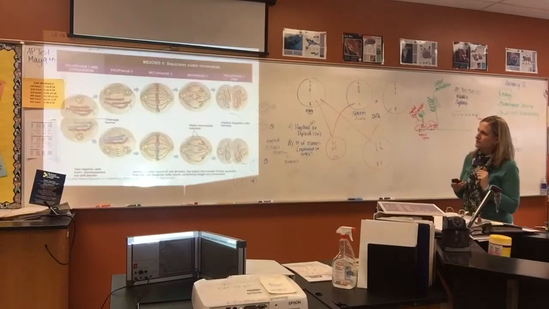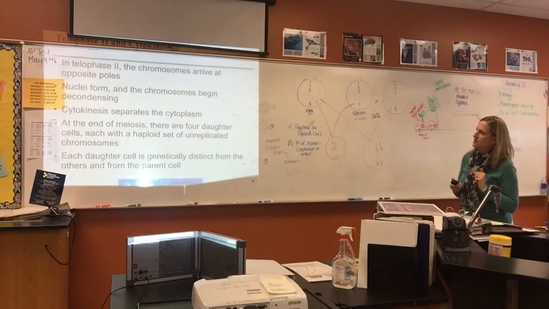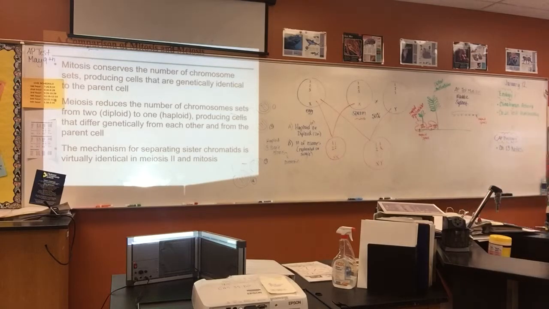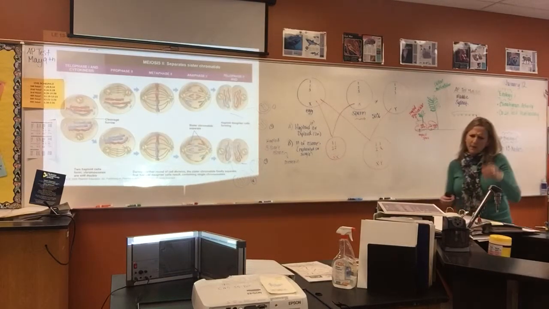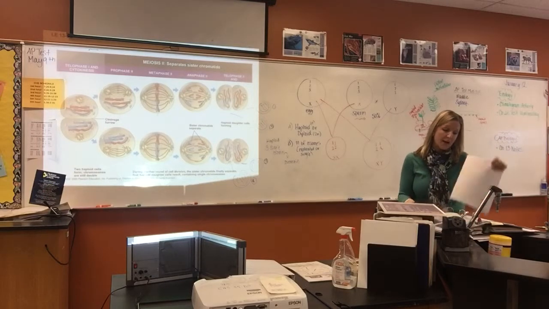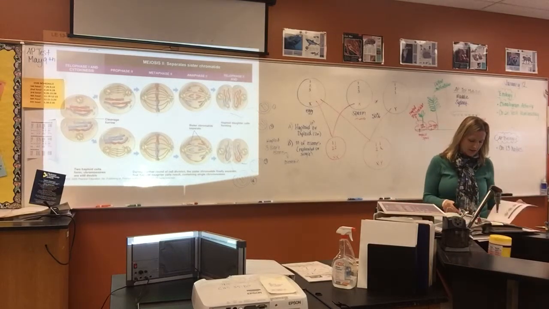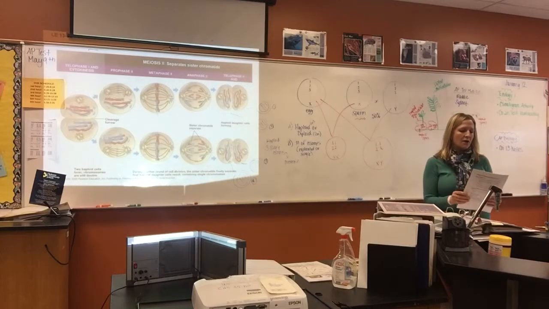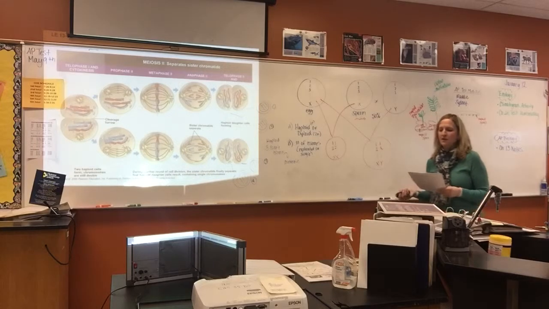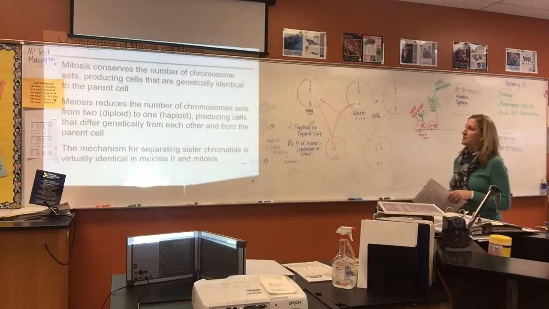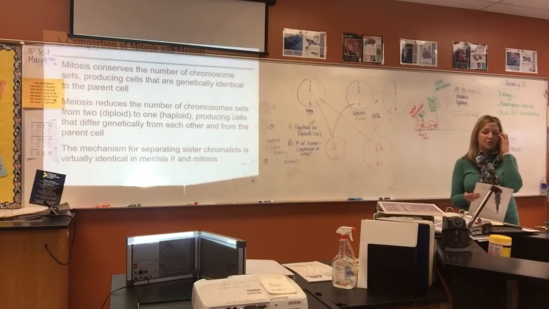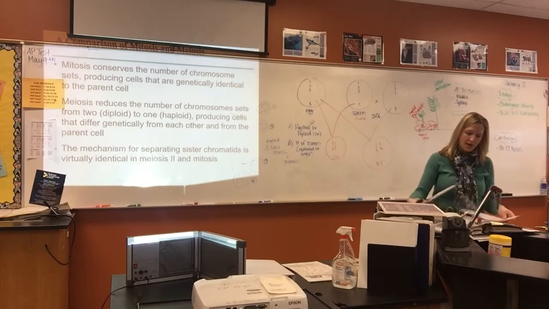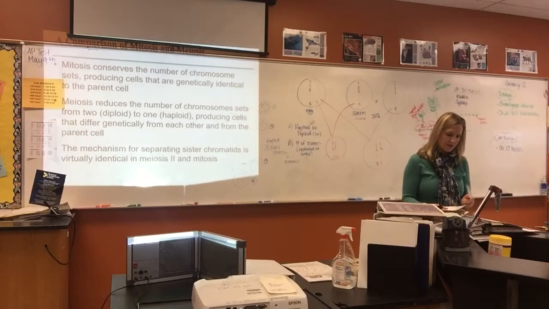Alrighty. So that is mitosis. The next little bit here does a comparison of mitosis with meiosis. We've already talked about mitosis and we've talked about meiosis. And so it says, mitosis blank the number of chromosome sets. So it conserves the number of chromosome sets, producing cells that are genetically identical to the parent, which is what Roman was just talking about.